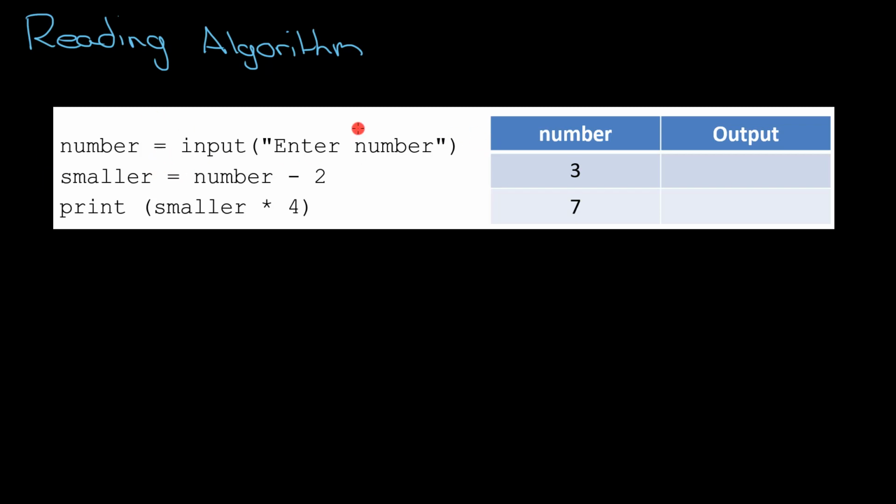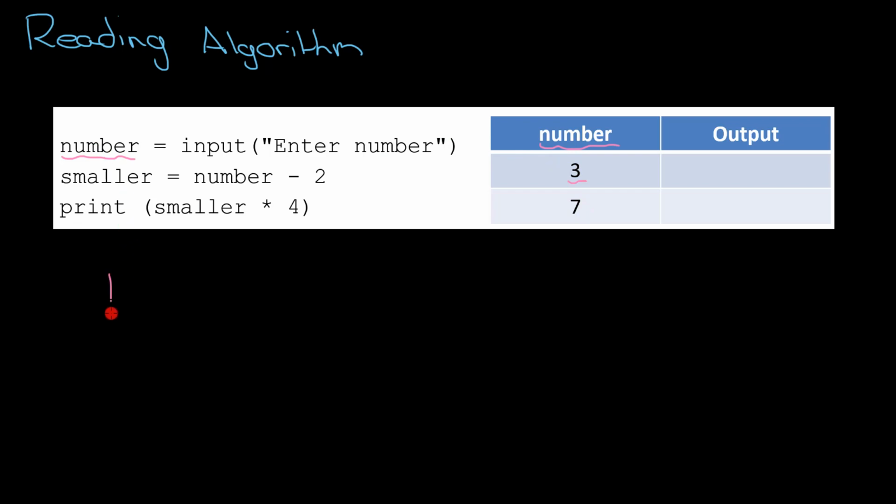I've got number equals input, enter a number, smaller equals number minus 2, and then I'm printing out smaller times by 4. So let's follow along and see what happens. You see, I've got this variable here, number, and that matches the variable I have over here called number. And here's where I'm inputting data. So what I can assume is that the first time round this algorithm, the number 3 is going to be used. So I need to figure out what the output is from that. And then the second time round, I'm going to do the number 7. So let's figure out number 3 first.